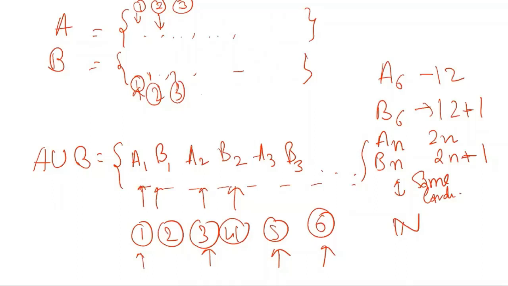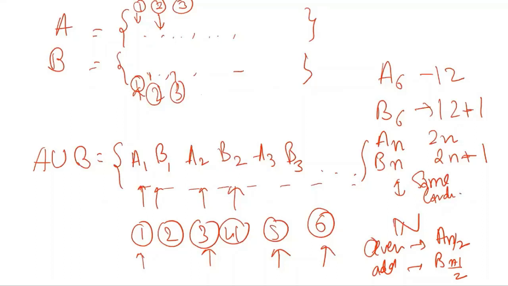You have proven that every element of A union B is mapped to one natural number. How can you invert it? If I give you a natural number, can you map it back to A union B? And that's also very easy. If the natural number given to me is an even number, then you map it to A n by 2. And if it's an odd number, then you map it to B (n minus 1) by 2. So similarly, if you take 13, it's an odd number. So you do 13 minus 1, 12 by 2, 6. So you map to B6.